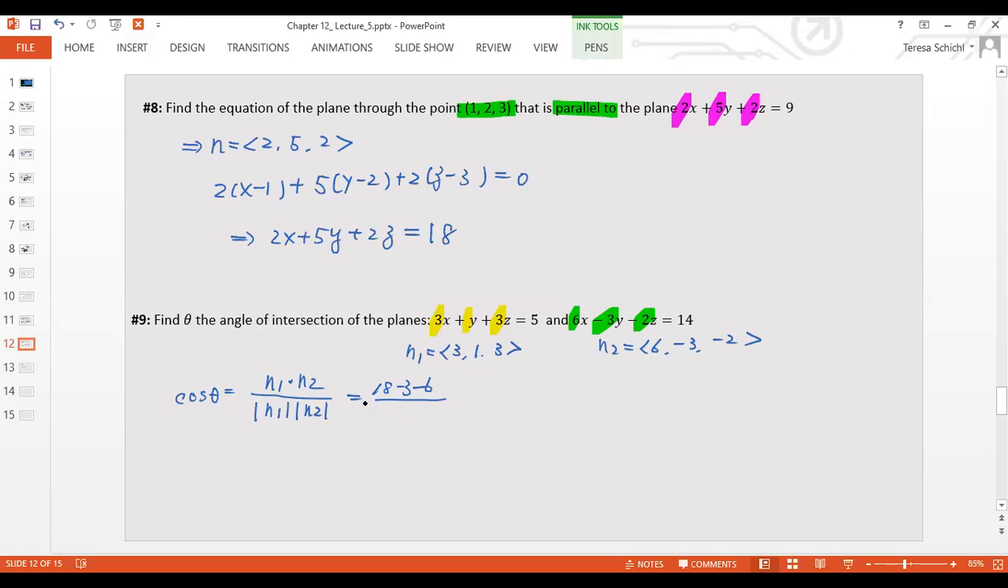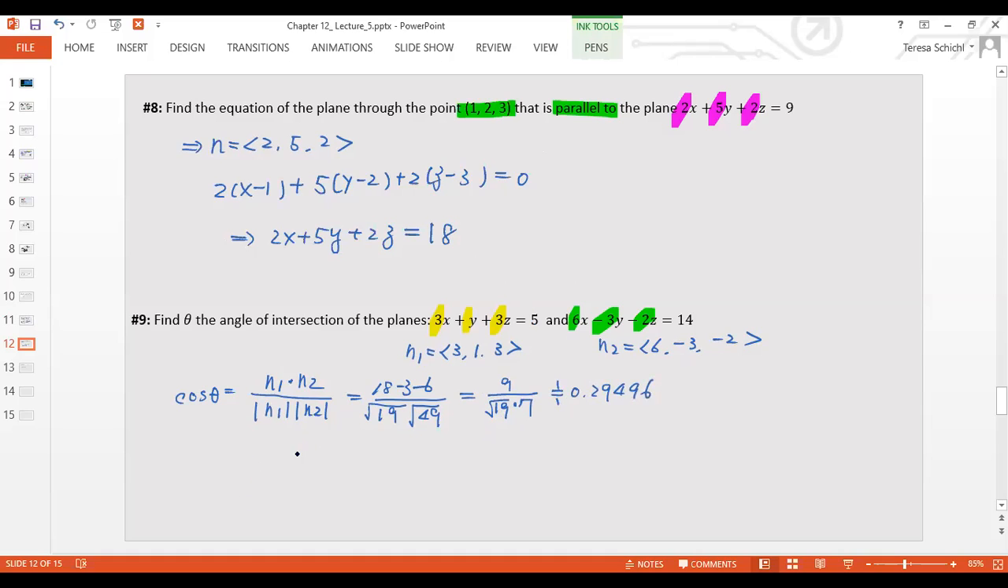And the length of n1 is the square root of 9 plus 1 plus 9, so it's 19. And for this one, 36 plus 9 plus 4 is 49. So this is 49, then this is 9, this is 19. The square root of 49 is 7. So now these numbers approximate to 0.29496.